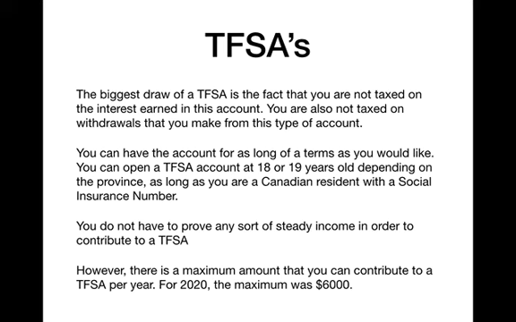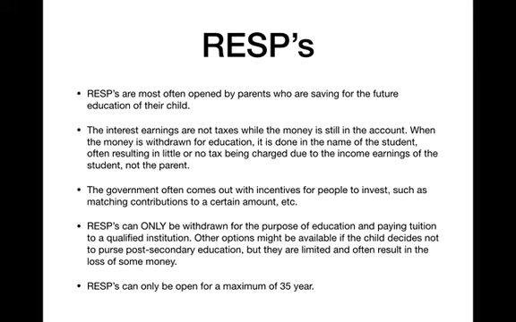So there is a limit, and it does change from year to year. You kind of have to check it. For 2020, the maximum amount that you can put into a TFSA is $6,000 for the year. Okay, I think anything over and above that ends up getting taxed if you bring it out afterwards. Okay, so that's a TFSA.